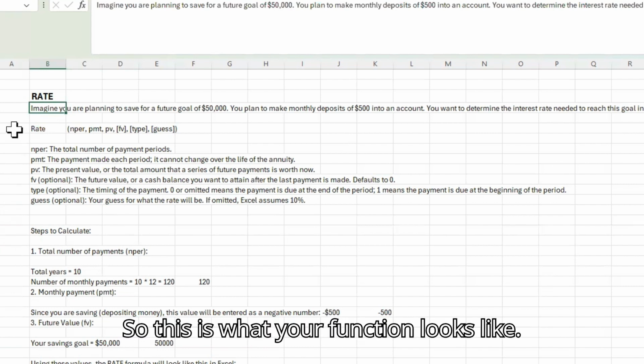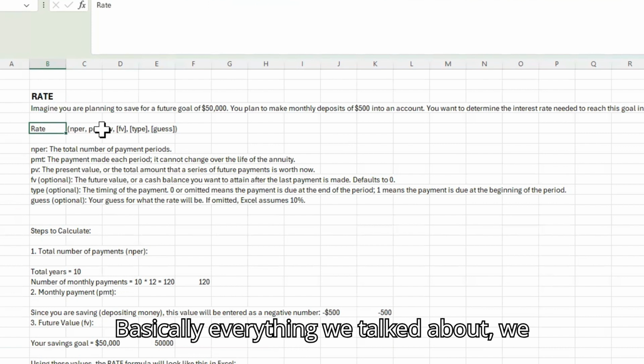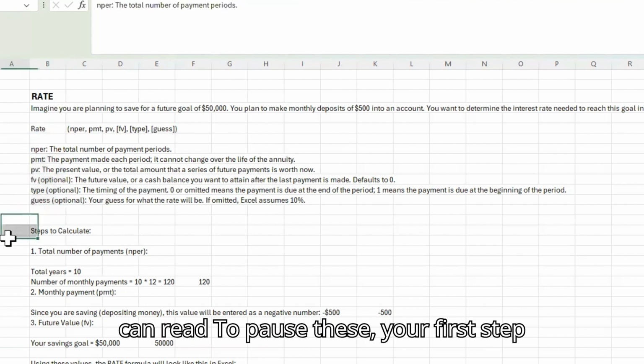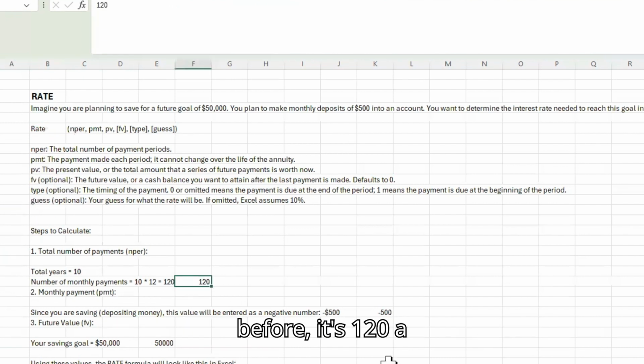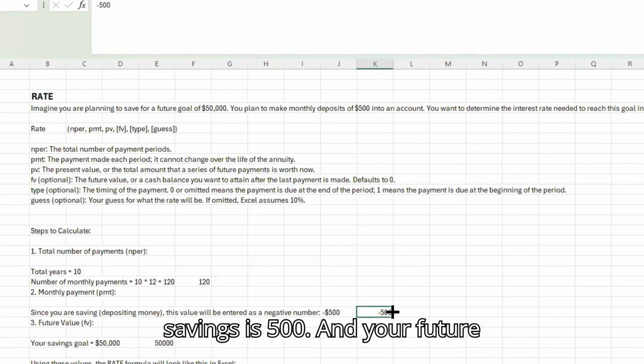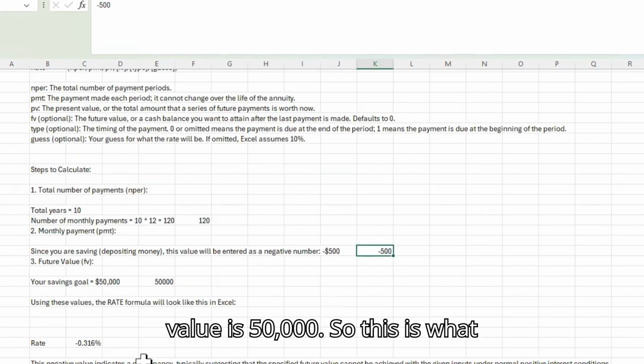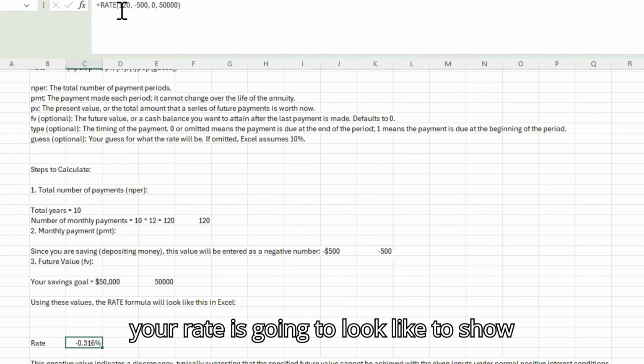So this is what your function looks like. Basically everything we talked about. You can read to pause these. Your first step is going to be determine your total number of payments. And like we did before, it's 120. And your savings is 500. And your future value is 50,000. So this is what your rate is going to look like.